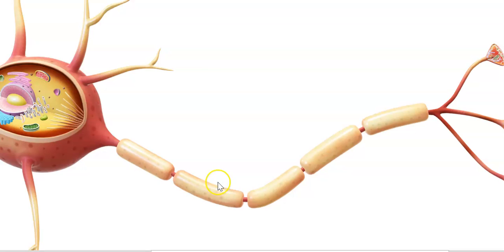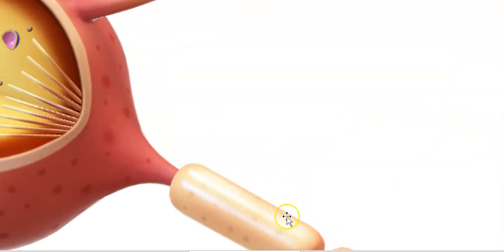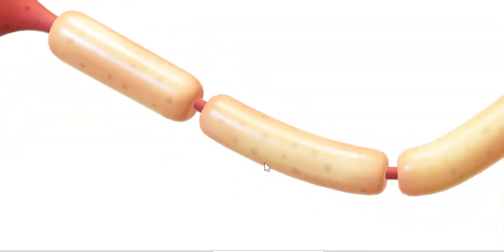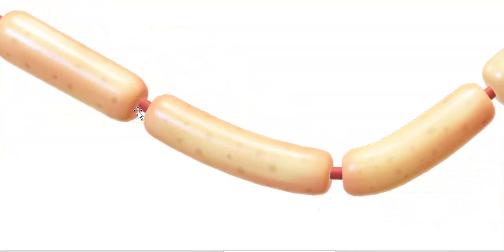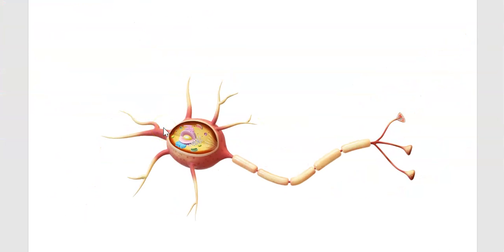But the problem with the myelin sheath is that it slows down the transmission process, which is why we have these nodes of Ranvier. Let me zoom in a little bit. We have these nodes of Ranvier, which are tiny little gaps, and they conduct an electric impulse to speed up the process of transmission.